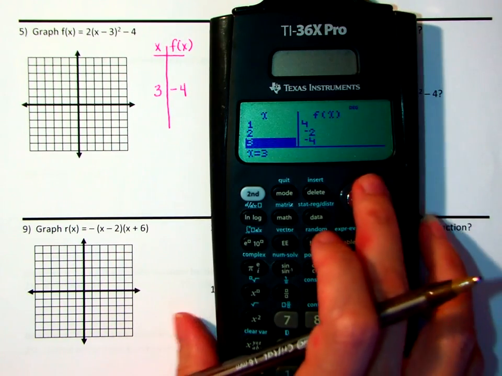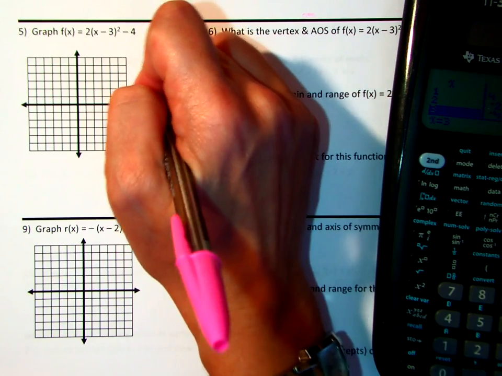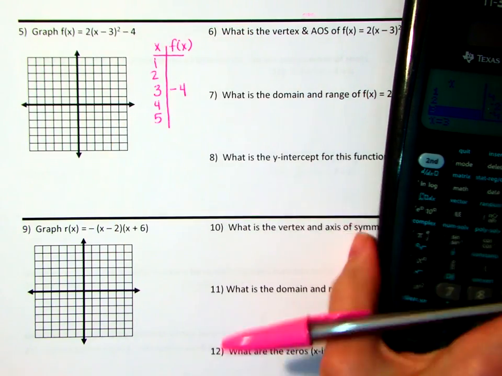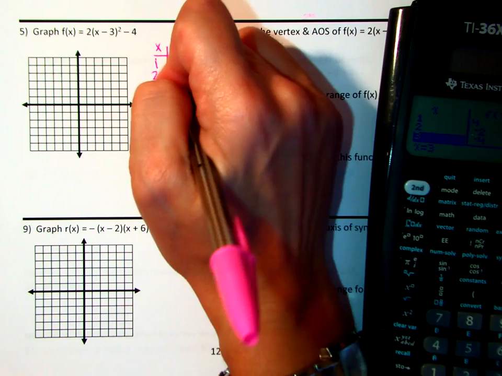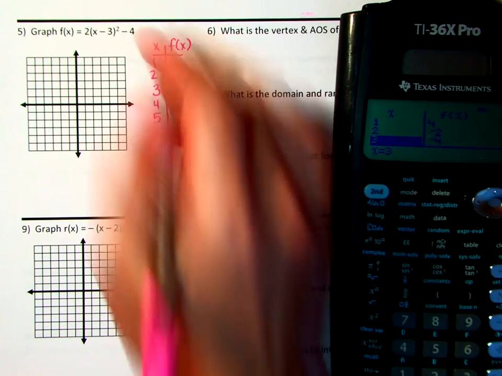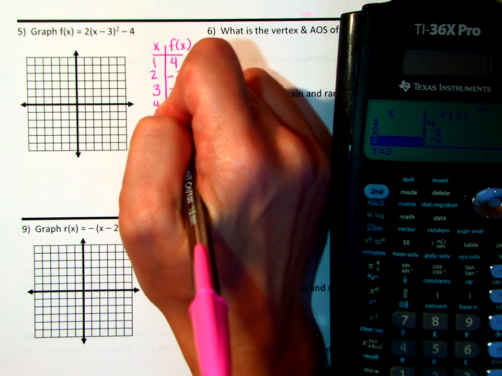And then we can get the other values as well. Remember, we want to go 2 in front and 2 behind this. So when x is 1, y is 4. And when x is 2, y is -2. And then these values will repeat.